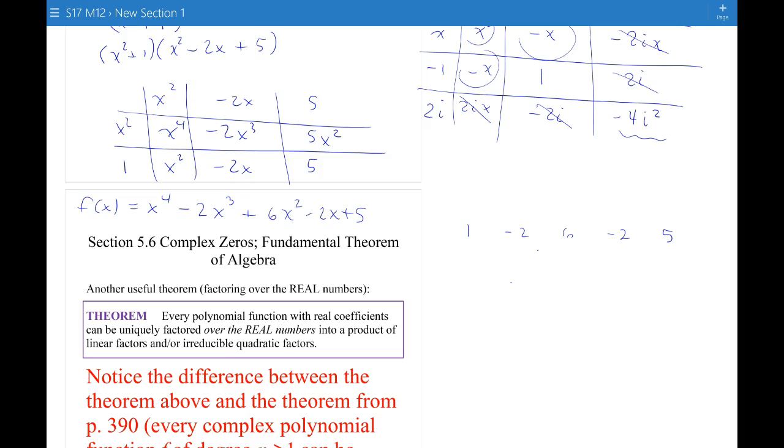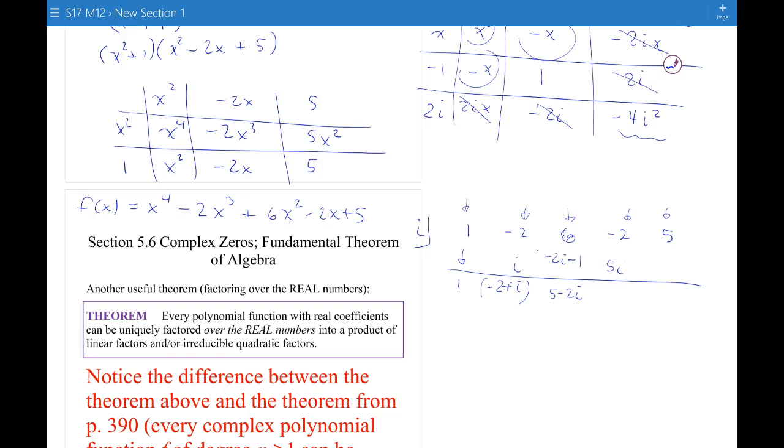So here's the 1x to the fourth, negative 2x cubed, 6x squared, negative 2x, and 5. So you can put an i in here, bring down the 1, multiply by the i, you get i. Add those, you get negative 2 plus i. Then multiply by i, and you get negative 2i plus i squared, which is minus 1. So you add that to 6, and you're going to get 5 minus 2i.